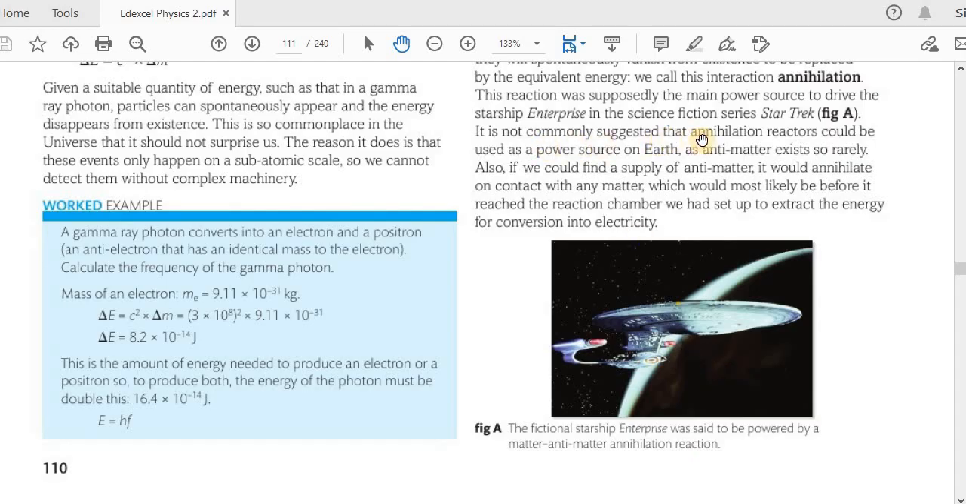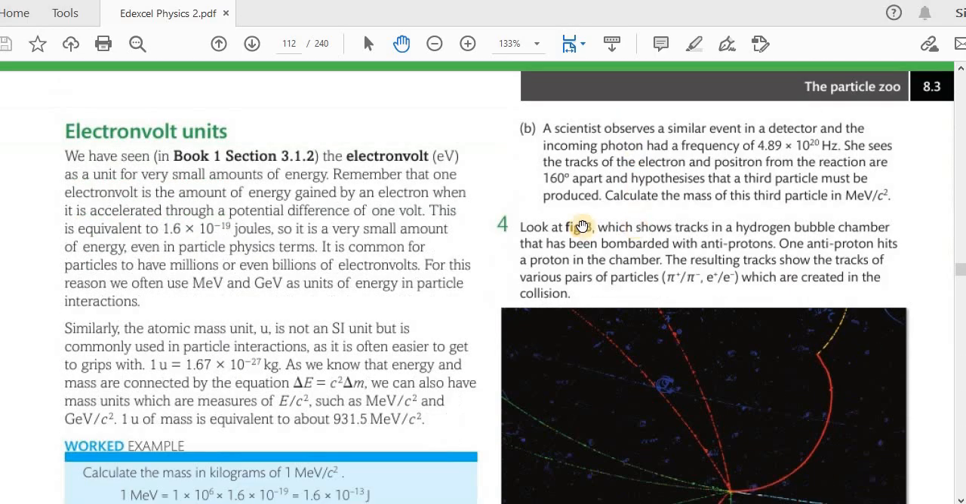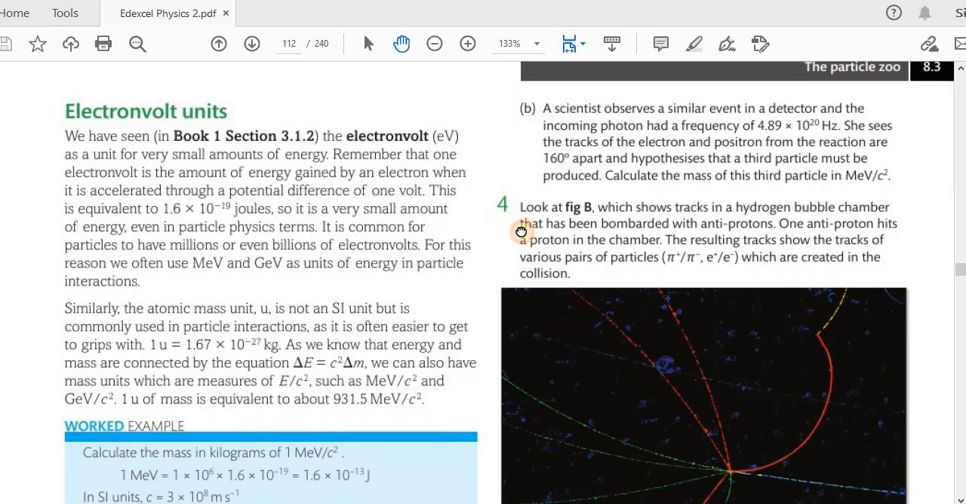It is not commonly suggested that annihilation reactors could be used as a power source on Earth, as antimatter exists so rarely. Also, if we could find a supply of antimatter, it would annihilate on contact with any matter, which would most likely be before it reached the reaction chamber we had set up to extract the energy for conversion into electricity. Okay, so far it's not a feasible way to get energy.